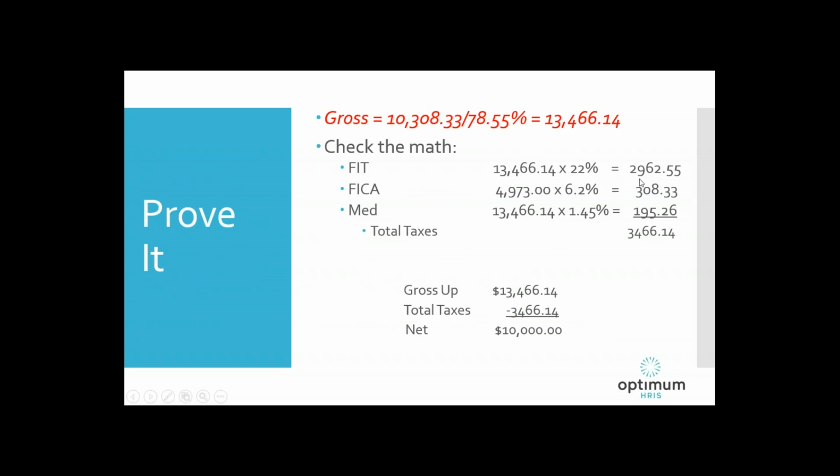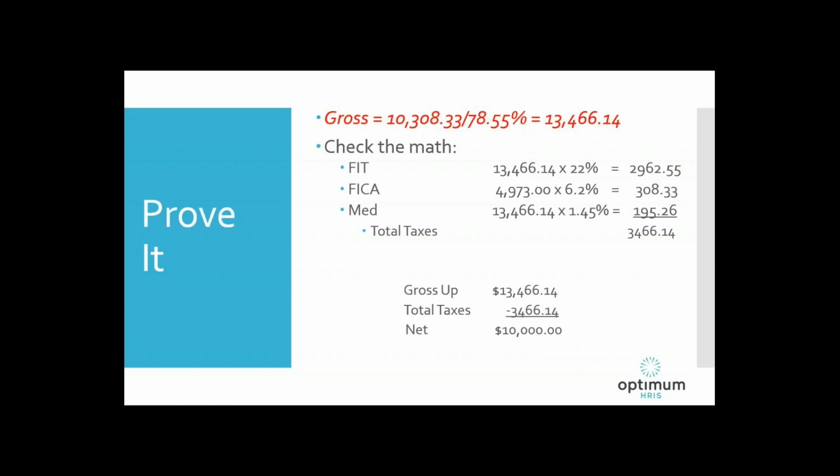Federal at 22% is $2,962.55. Remember that only $4,973 remains FICA taxable before the employee reaches the FICA wage limit for 2019. So 6.2% of that is $308.33. Medicare at 1.45% is $195.26. Total taxes then would be $3,466.14, leaving a take-home of $10,000.